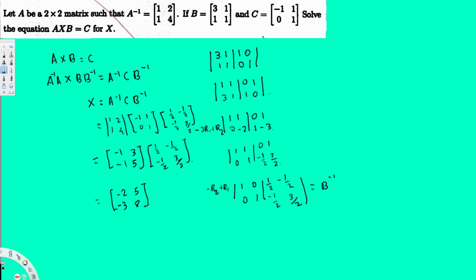So this is the final value for the x. That's what they are asking to find, right? So we have found the x value, and that's all it is.